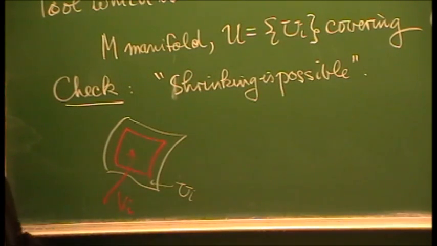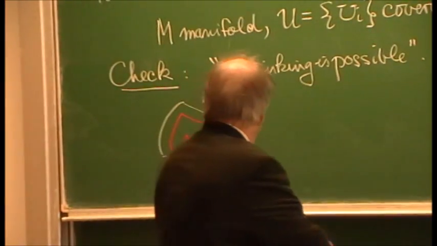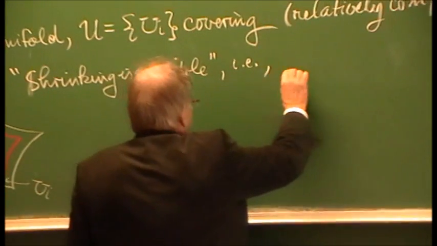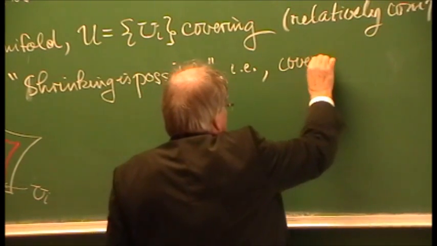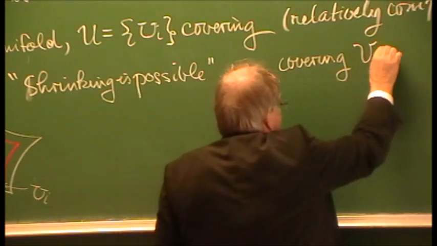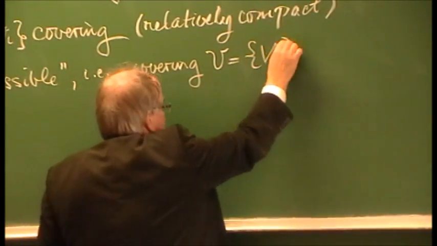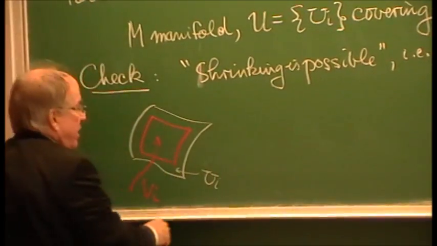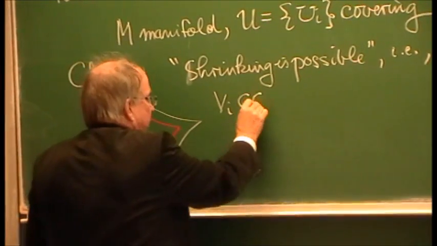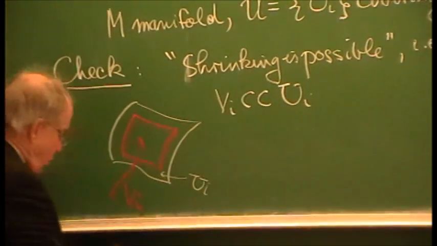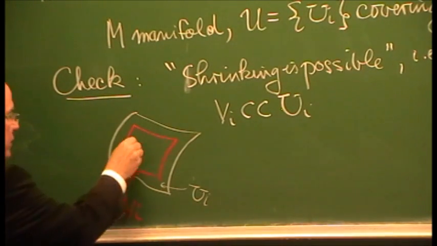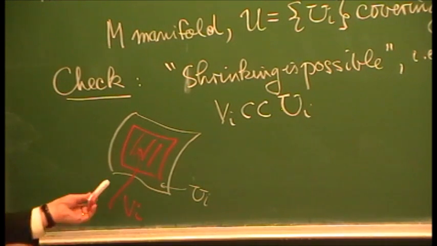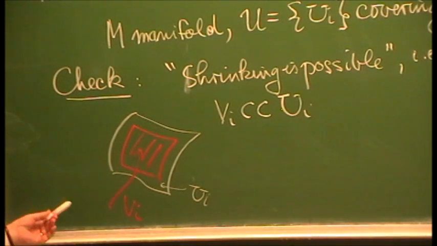Well, you can always do that. I mean, there's no problem. Anybody can shrink a set. Make it a little smaller. So shrinking is possible, i.e. you have a covering V_i, where V_i is relatively compact in U_i, just exactly as I've drawn in here. I know in physics some of these words are not familiar, but it means that this thing is bounded inside of U_i and bounded away from the boundary. I mean, it's just like it looks. Okay, so that's what I mean by shrinking.